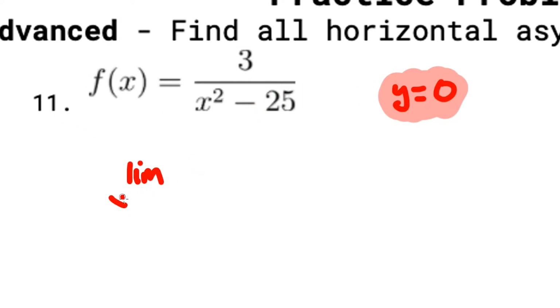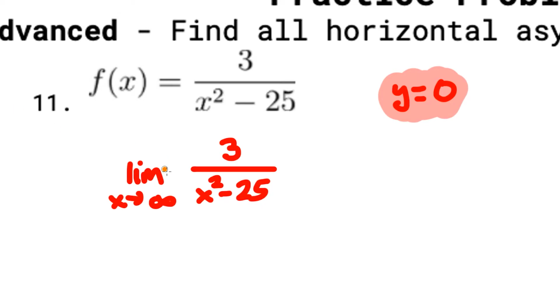So we have the limit as x approaches infinity for this, and we have 3 over x squared minus 25. Well, we're going to infinity, so this 25 is meaningless. And now we have 3 over infinity squared. Well, 3 divided by a humongous number that's getting bigger and bigger is going to tend toward 0. You can kind of think of it this way. If you had 3 pizzas and you were dividing it by infinitely many people, each person would basically get no pizza because there's so many people and there's only a limited amount of pizza.